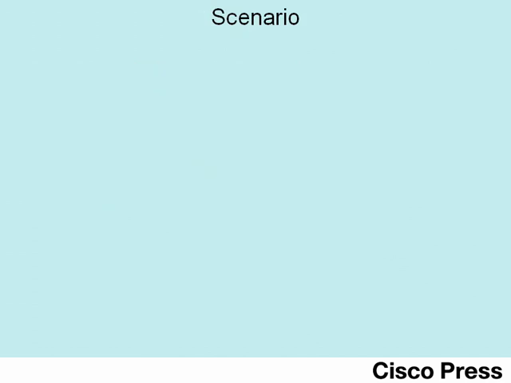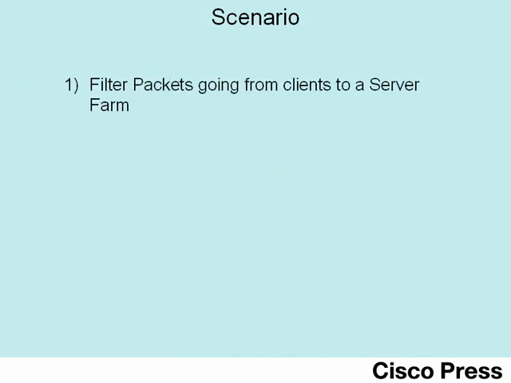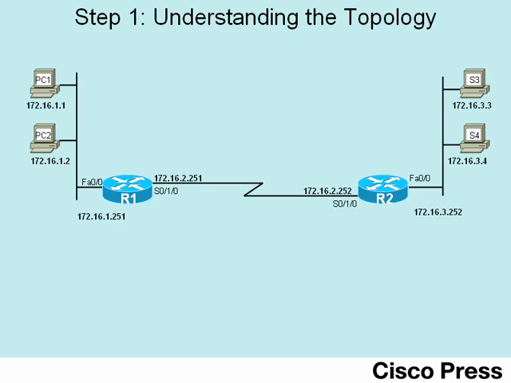To reach these objectives, this scenario uses a single scenario step. In this scenario step, we'll see how to filter packets that are going from clients on the left side of the diagram to a server farm on the right-hand side of the diagram. To begin step 1, let's take a look at the network topology and the IP addressing scheme.